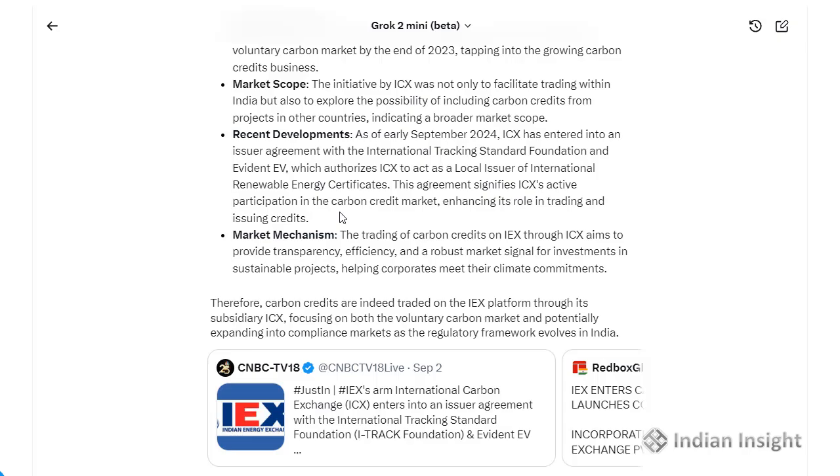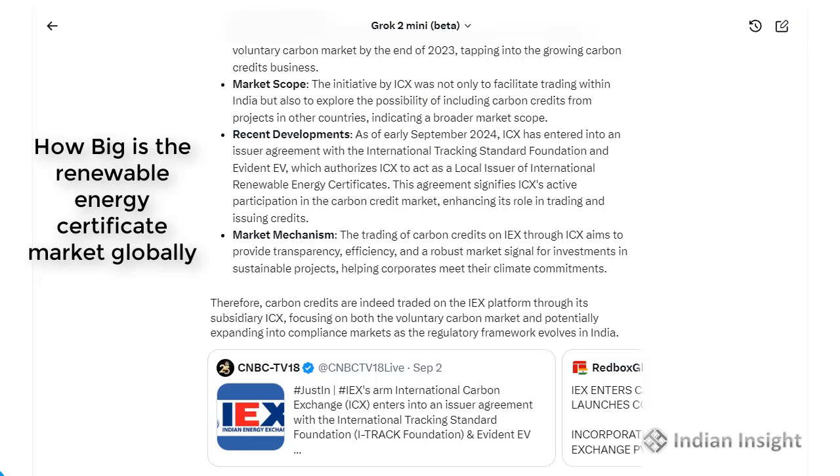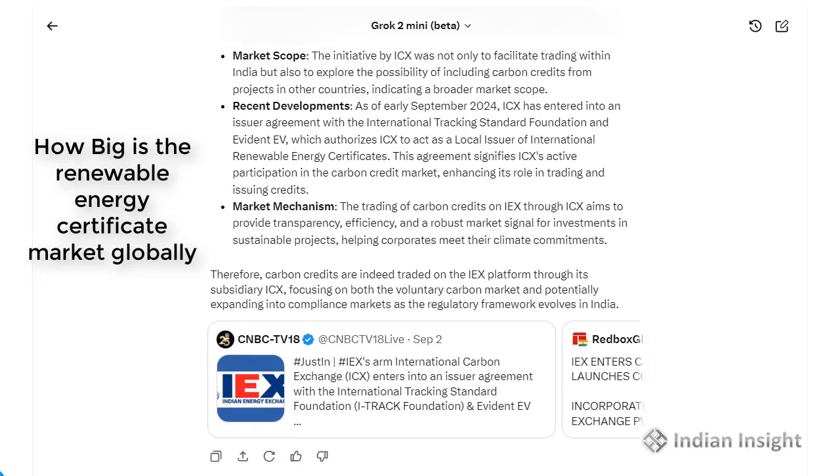Naturally, if something new is happening, you want to know how big is the opportunity. So we can ask Grok as to what is the size of this opportunity. So let us ask how big is the renewable energy certificate market globally.